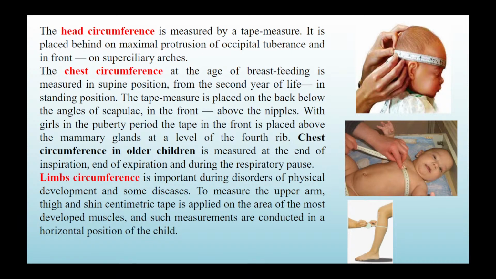have true data. Limb circumference is important during disorders of physical development in some diseases. To measure the upper arm, a thin centimeter tape is applied on the rear area of the most developed muscles, and such measurements are conducted in a horizontal position of the child. It's maybe for specific situations in some diseases.